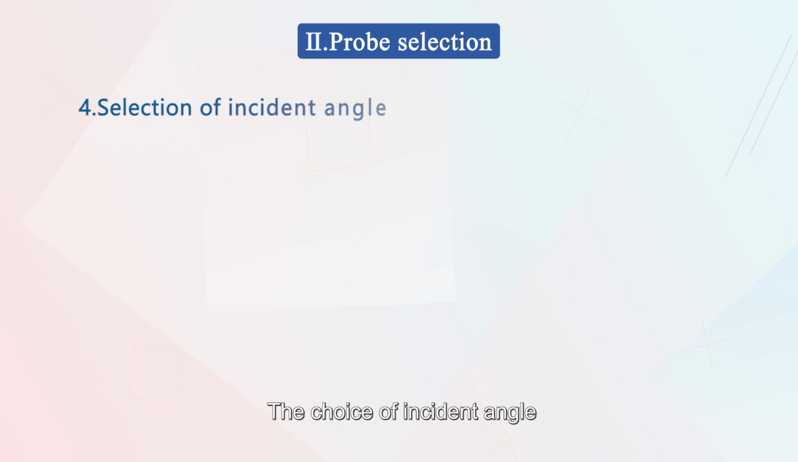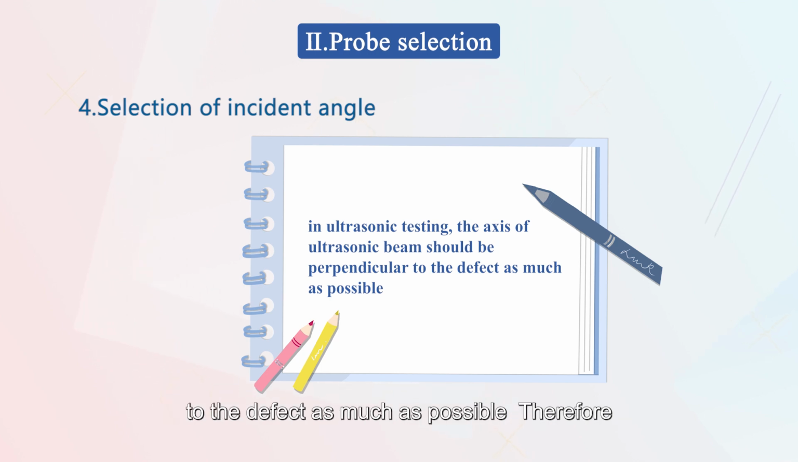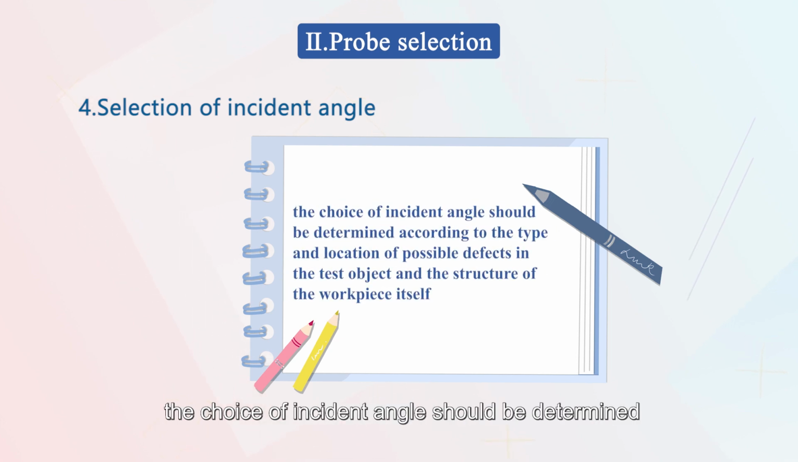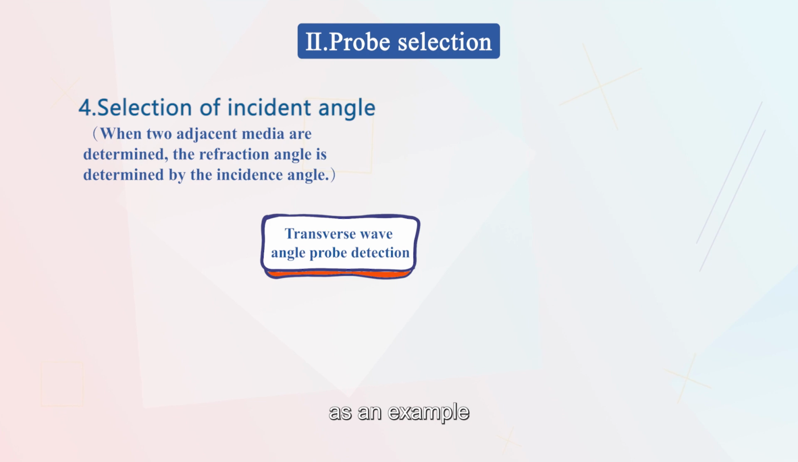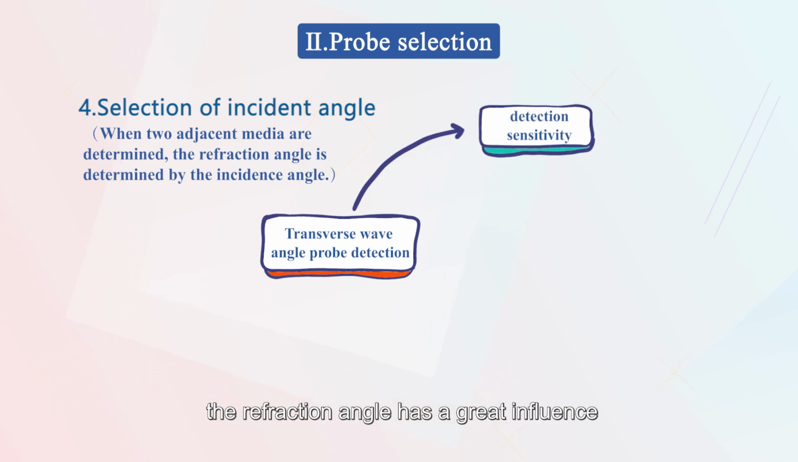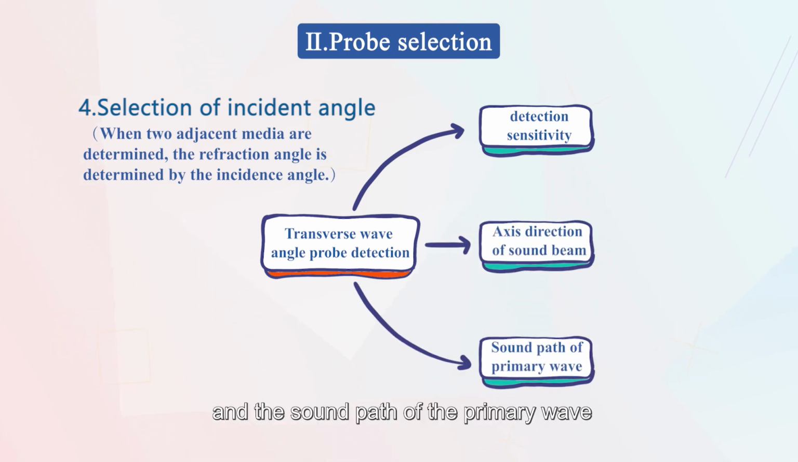The choice of incident angle. In ultrasonic testing, the axis of the ultrasonic beam should be perpendicular to the defect as much as possible. Therefore, the choice of incident angle should be determined according to the type and location of possible defects in the test object and the structure of the workpiece itself. Taking transverse wave angle probe detection as an example, the refraction angle has a great influence on the detection sensitivity, the direction of the acoustic beam axis, and the sound path of the primary wave.